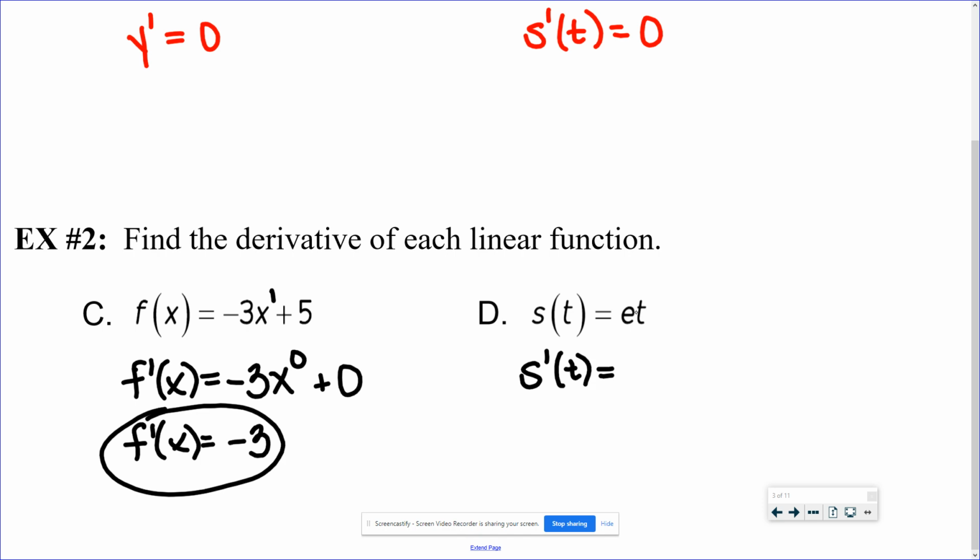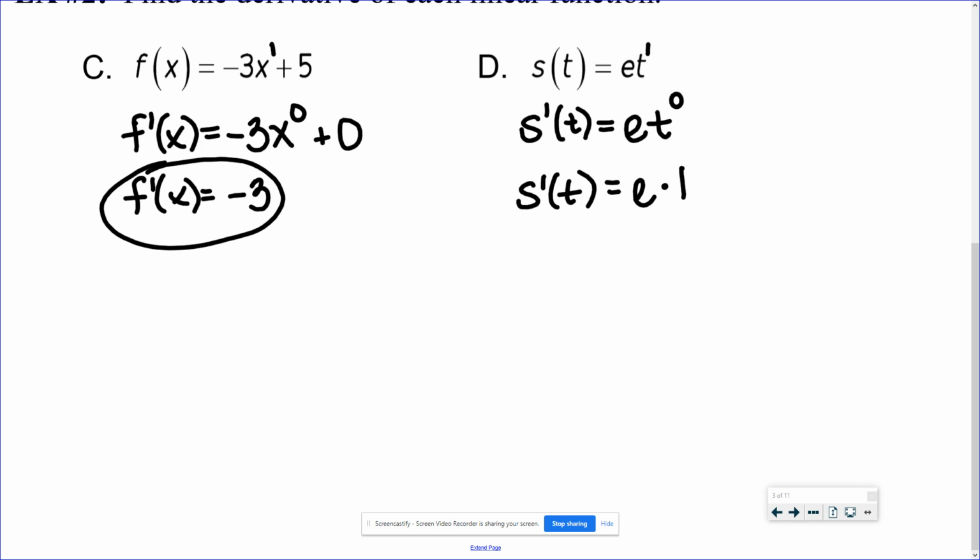Let's try that again. This time my variable is t, but it is to the first power. So using the power rule, we're going to multiply by the power. 1 times e would just be e. And then subtract 1 from the exponent, making it a 0. And then simplifying, this would be the same as e times 1, because t to the 0 is equal to 1. Which means that the derivative of s, also known as s prime of t, would just be equal to e.